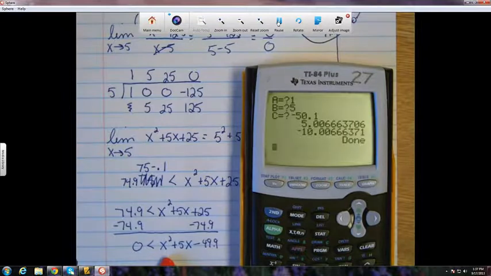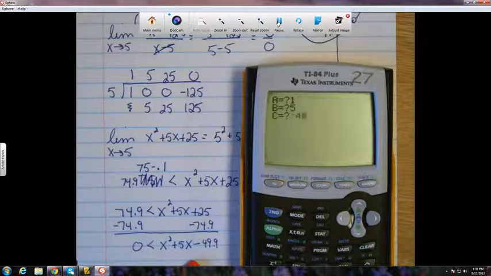Now we got to do the other one. Here, run the program again. 1, 5, negative 49.9, and I'll be back in 1 second.